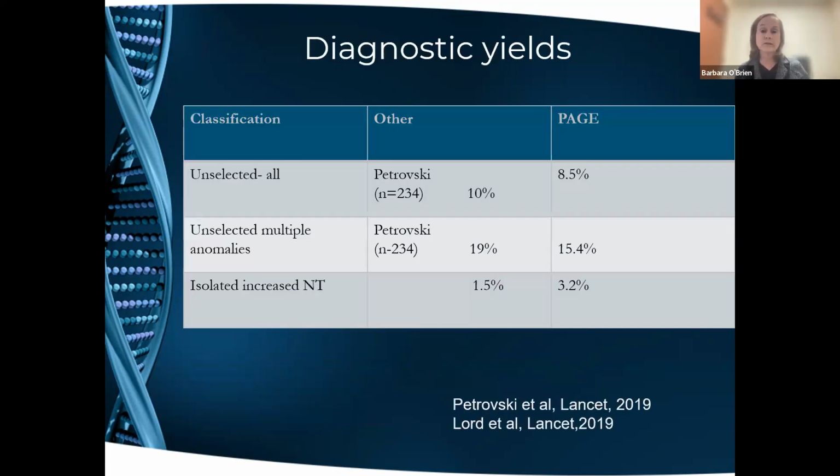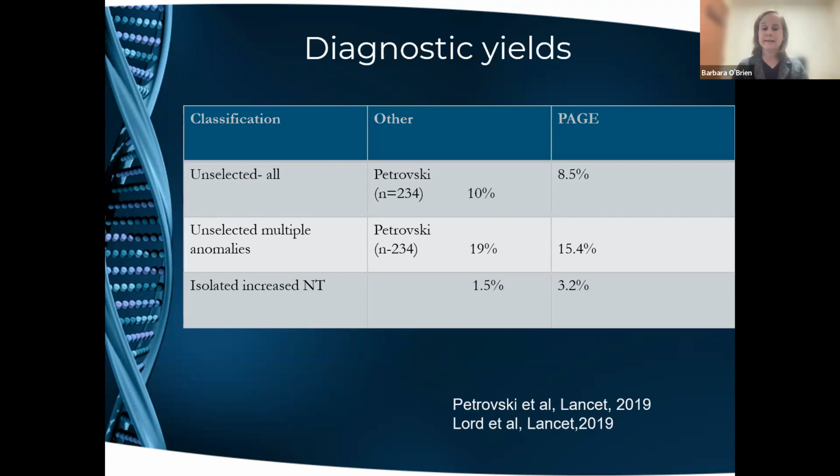Next slide. Okay, so what are the diagnostic yields for whole exome sequencing? For unselected all-comers, the two major studies, the Petrovski study shows about a 10% yield in an unselected population, and the Lord study about 8.5%. So between 8 and 10%. In unselected patient populations with multiple anomalies, it's upwards of 15 to 20% for the two major papers.